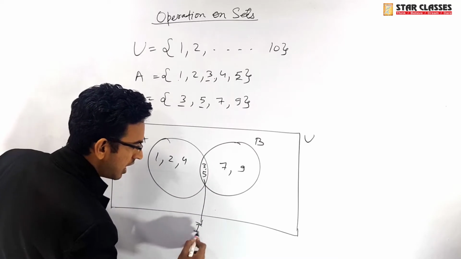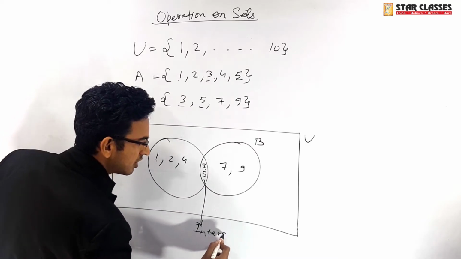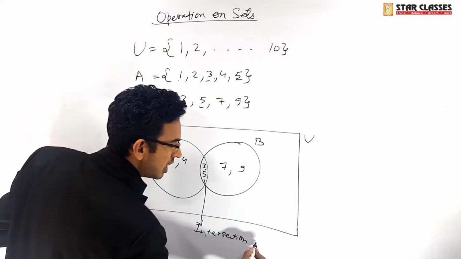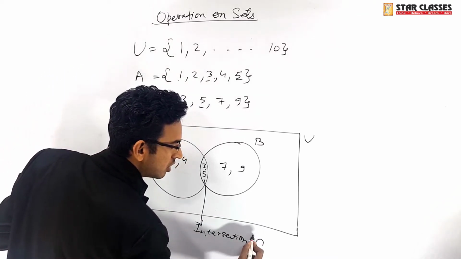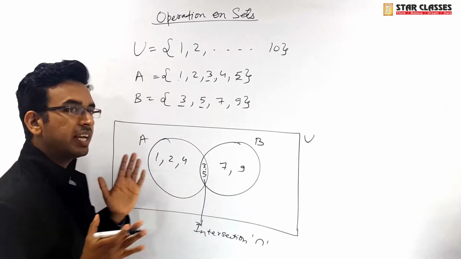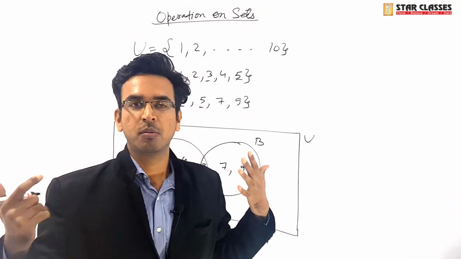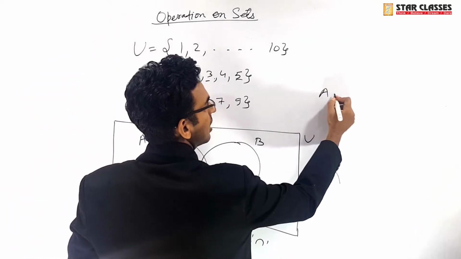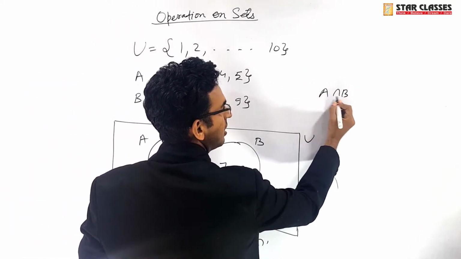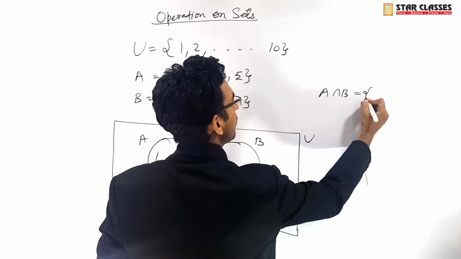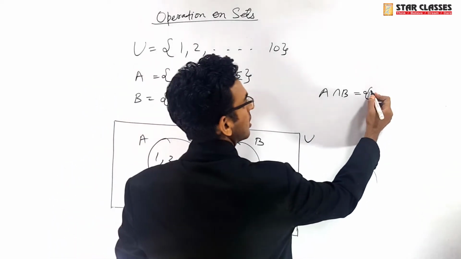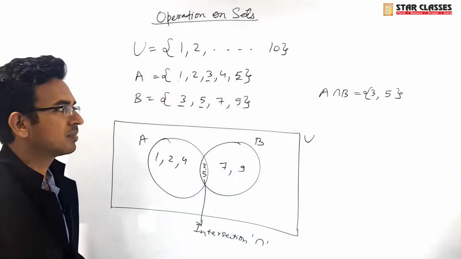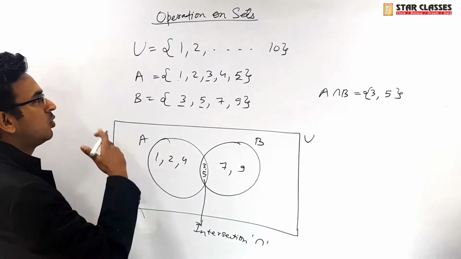This is known as intersection. The intersection sign is denoted by an inverted U. Basically, intersection is what is common to both the sets. So you can say A intersection B, with this inverted U sign, is equal to 3 and 5.